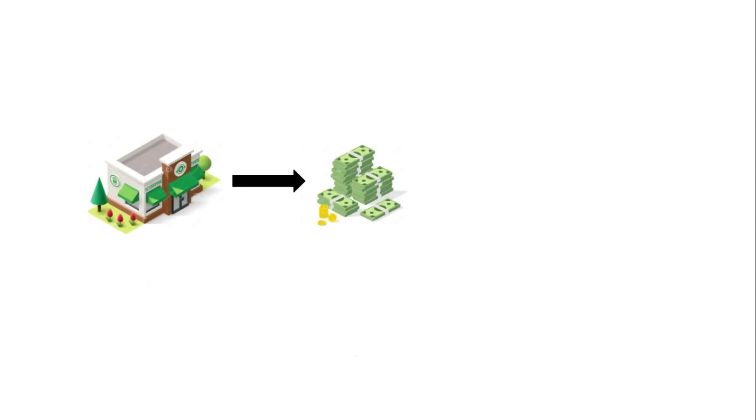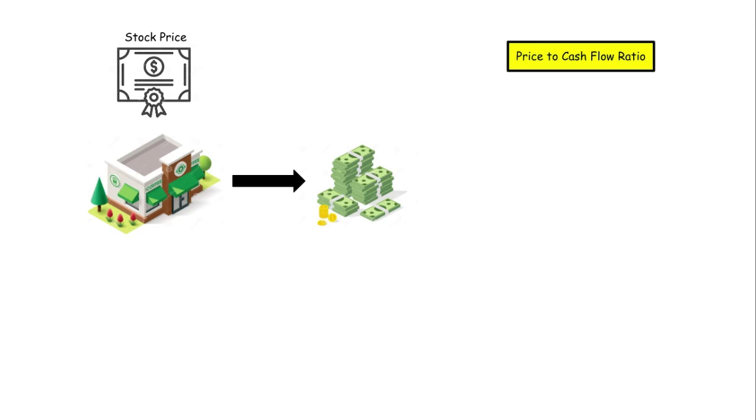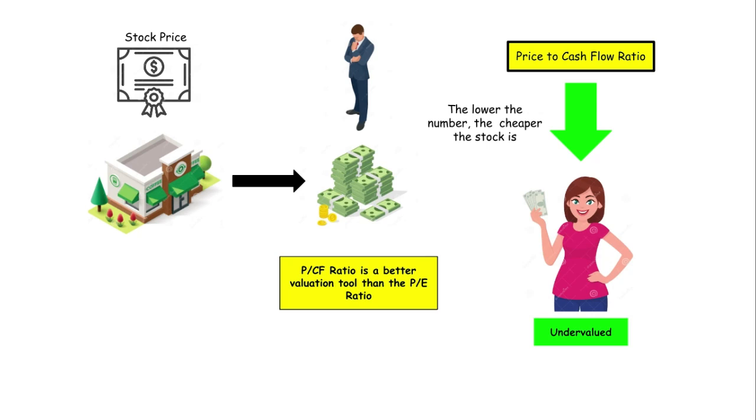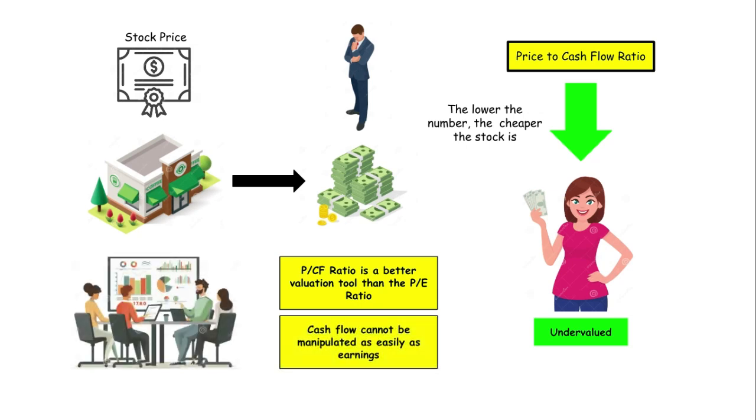The price-to-cash flow ratio measures how much cash a company generates relative to the price of the stock. It is a ratio in which the lower the number, the better, because it means the stock is cheaper, and a prospective investor has a chance to pick up shares at an undervalued price. Some investors believe it is a better valuation metric than the price-to-earnings ratio, because the cash flows of a company cannot be as easily manipulated by management as the earnings of a company can.